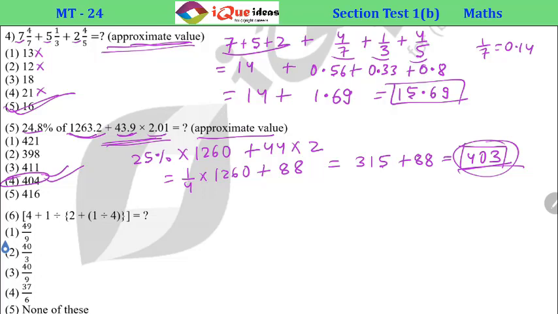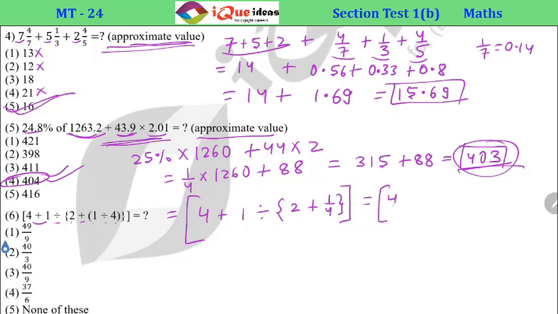Now this question is again based on the BODMAS rule, or the order of operations. Look at this very carefully. It says 4 plus 1 divided by 2 plus 1 divided by 4, and then brackets. So you have to be really careful about the brackets. So let me write the first step. It is 4 plus 1 divided by 2 plus, now 1 divided by 4 can be written as 1 by 4. Okay, so let's close this now.